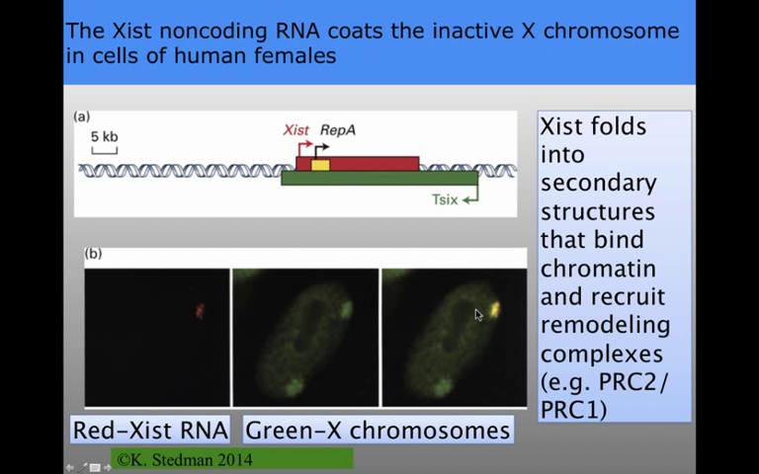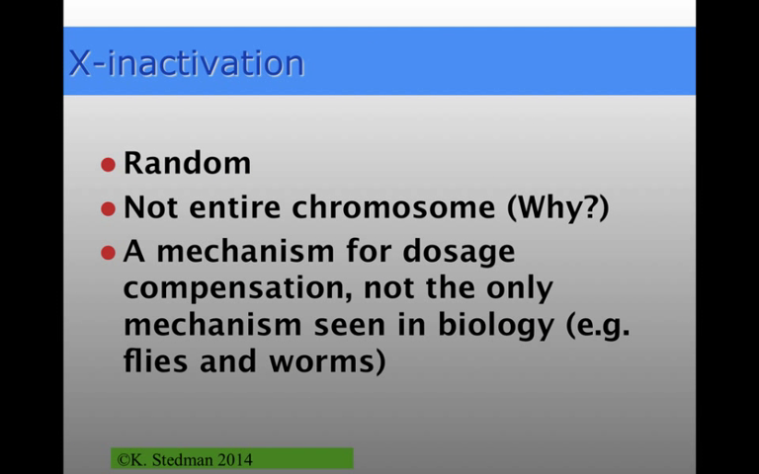Here's an X chromosome which is not compacted, not associated with XIST. Here's the one which is in the process of being compacted and associated with XIST. It seems, again, to be random, as far as we can tell. No way to tell which one is actually going to be inactivated. Turns out it's actually not the entire chromosome.